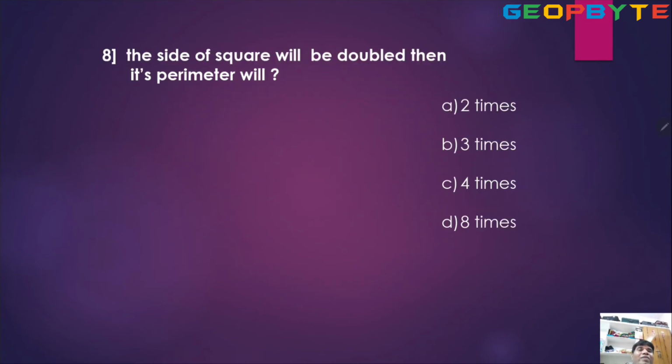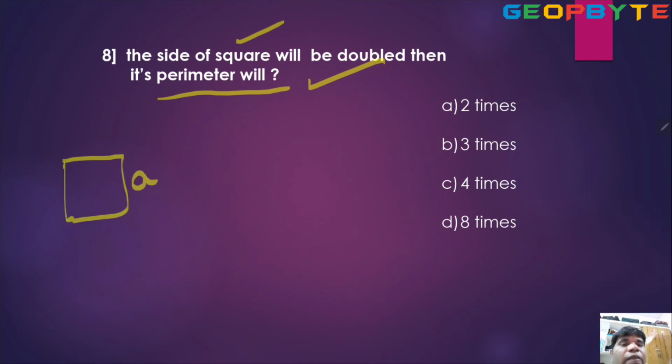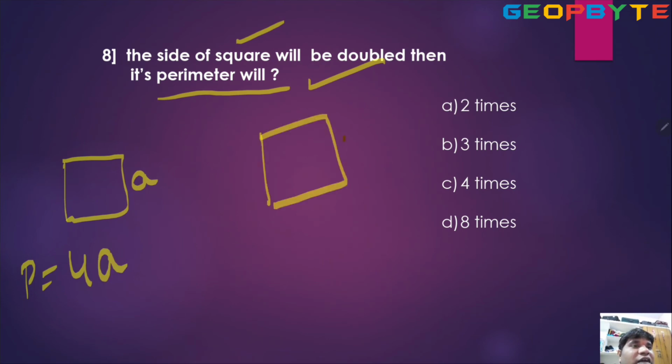Next. The side of a square will be doubled. Its perimeter will be. First I will explain the proof, then you remember it directly in the examination. So what is the perimeter? 4a. Okay. The side is doubled, so 2a. So 4 into 2a. So the answer is 8a.